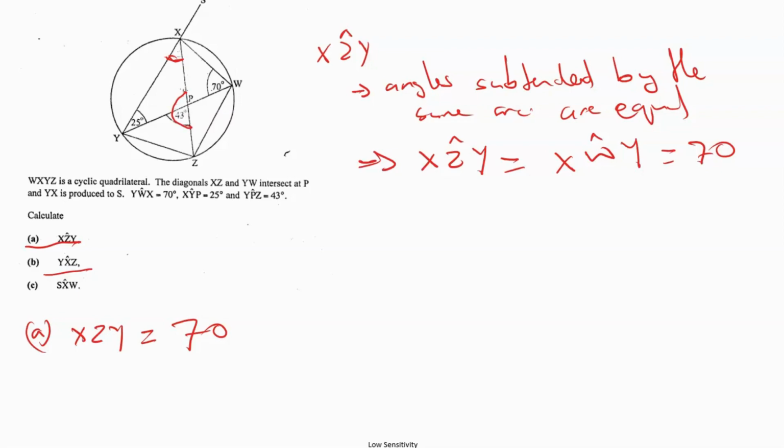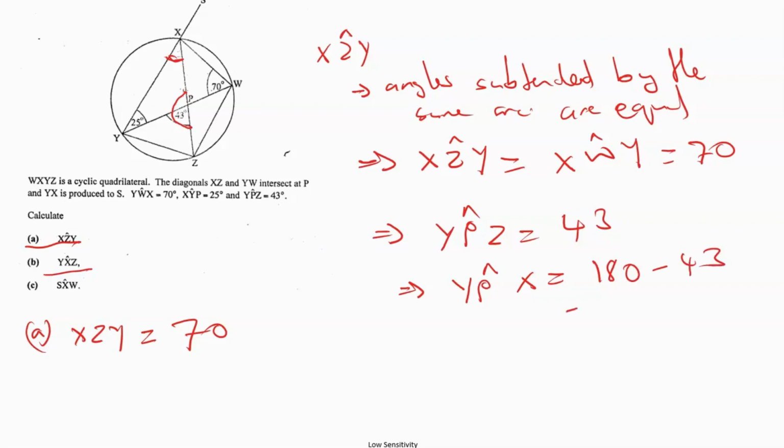But here we're given that YPZ is equal to 43. Therefore, we know that YPX is equal to 180 minus 43, which is 137. So now we know that this angle is equal to 137.